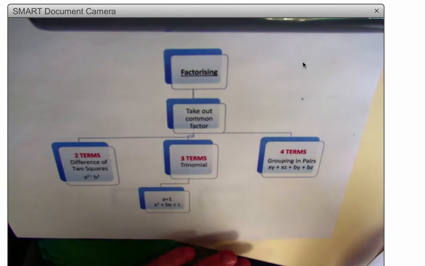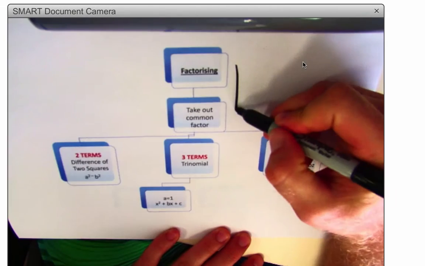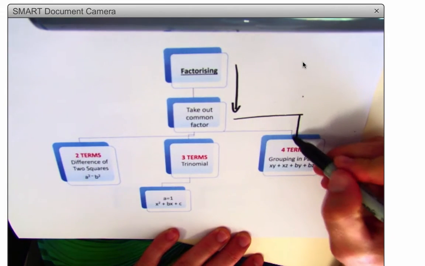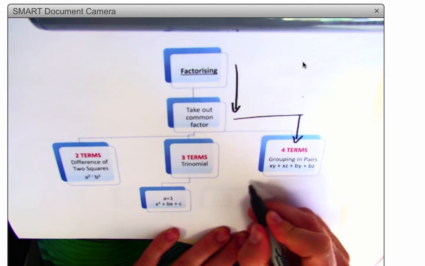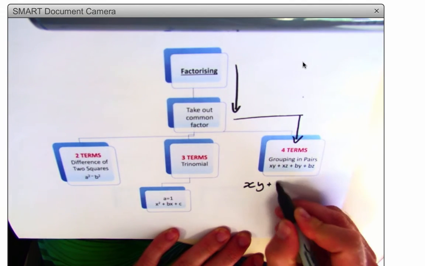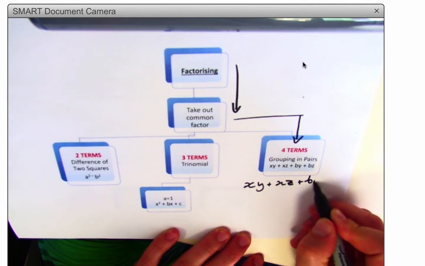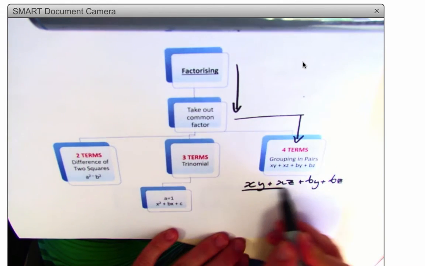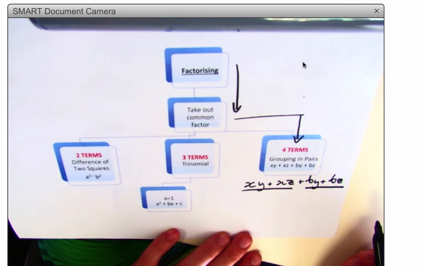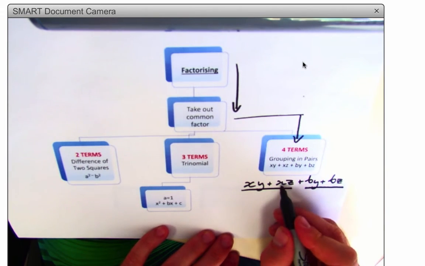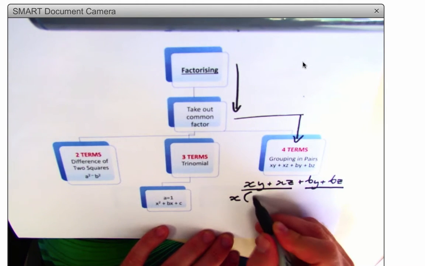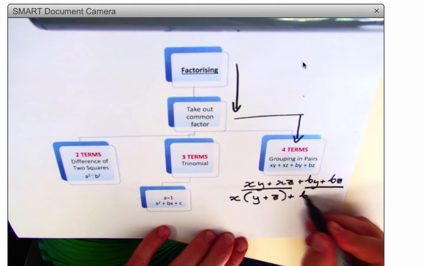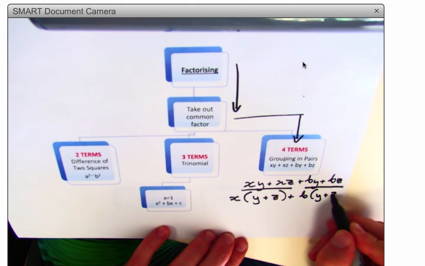To the next stage in our factorising, we are going to look at taking out a common factor. If there are 4 terms, we will use this example, which is xy plus xz plus by plus bz. We factorise in pairs. That means we take the first pair and the second pair. The first pair we pull out the common factor, which is x, and we're left with y plus z. The second pair, common factor, b outside of y plus z.